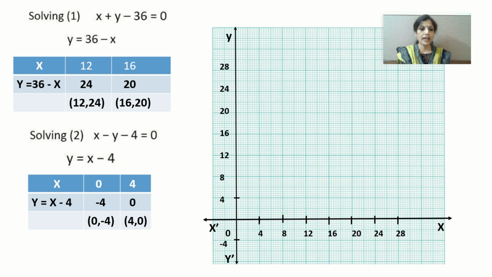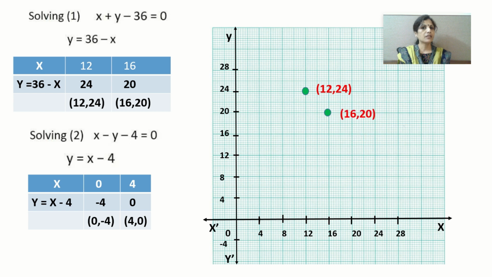So on the x-axis, we have taken the scale as 0, 4, 8, 12, 16, 20, 24 and 28, and on the y-axis, the same scale we have taken. Alright, now start plotting the points. Your first point is 12 comma 24. So here is the point. Then 16 comma 20 is this point.